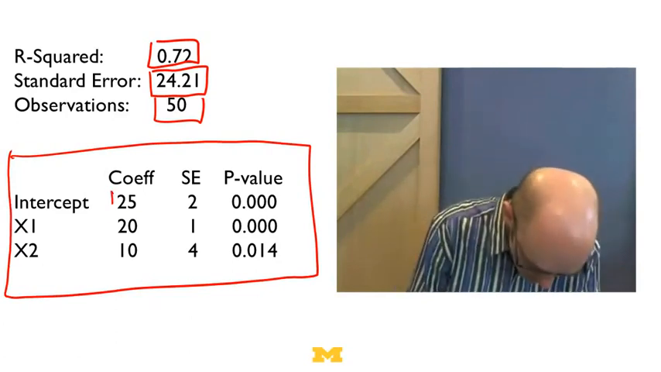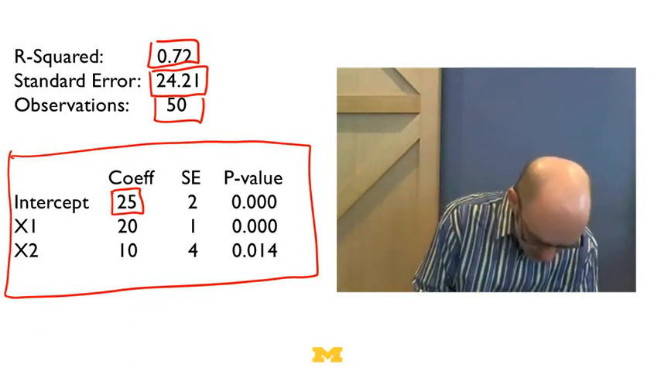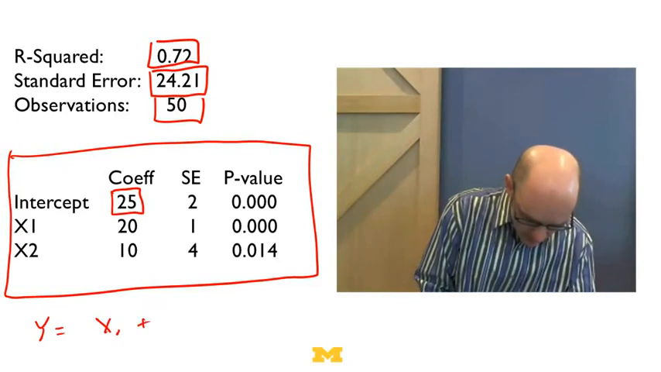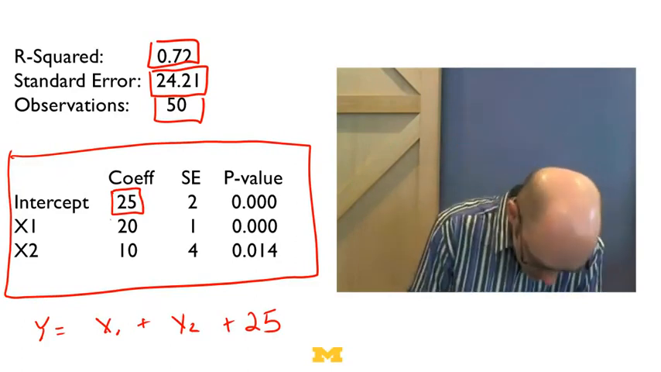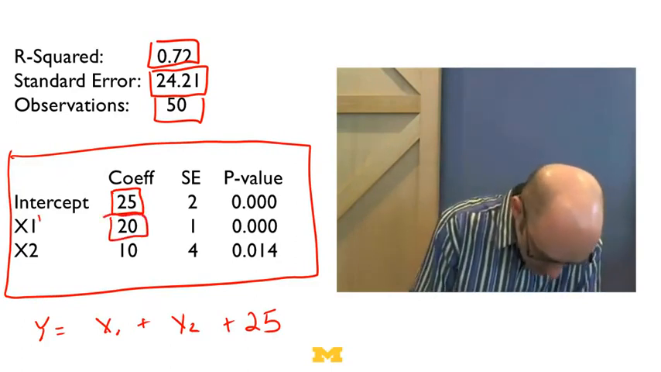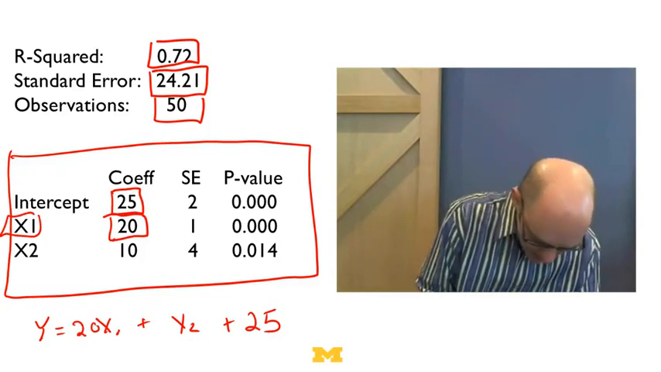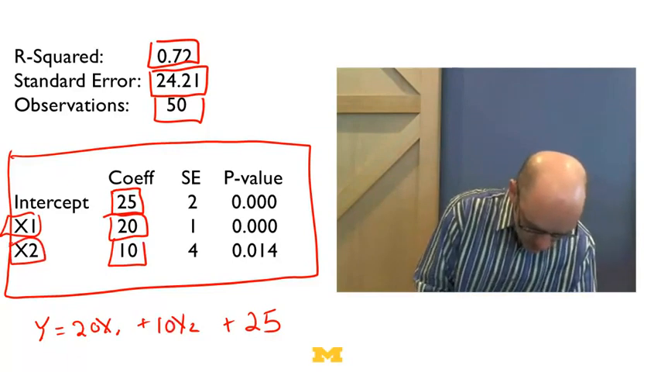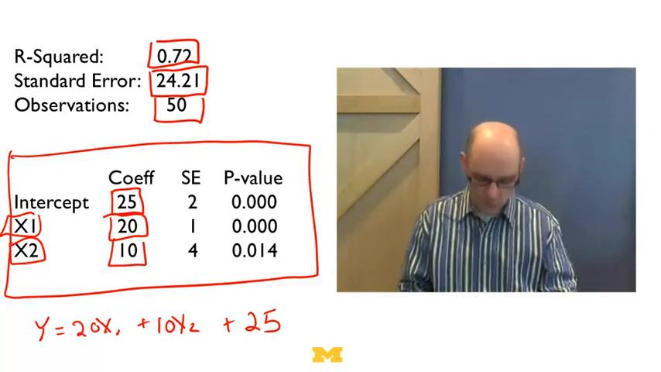So the first thing we notice, this 25 here, is the intercept. And so that's saying our final regression equation is going to look like y equals something times x1 plus something times x2 plus 25. Right? Now this next term here, this 20, is telling us that the coefficient of x1 is 20. So it's going to be 20x1. And then this 10 corresponds to x2, right, plus 10x2. So this is just basically telling us our equation is y equals 20x1 plus 10x2 plus 25.